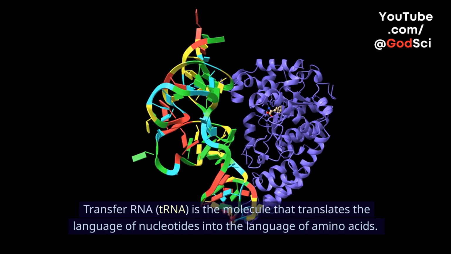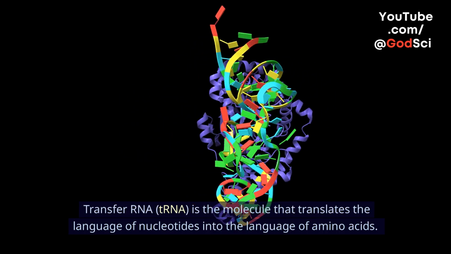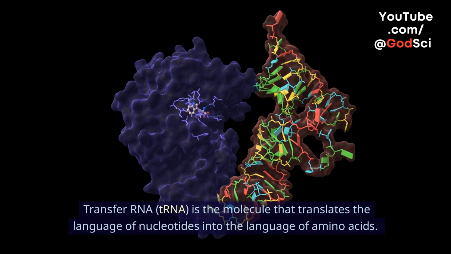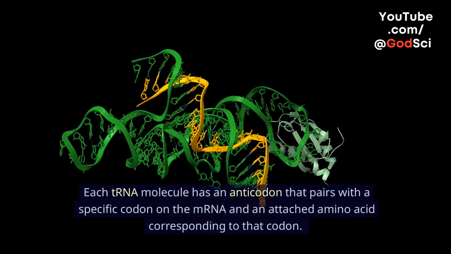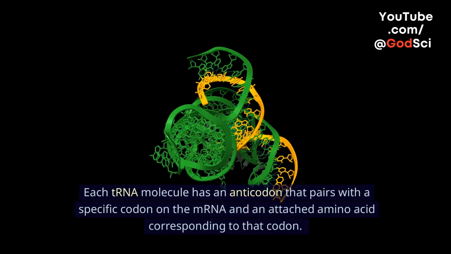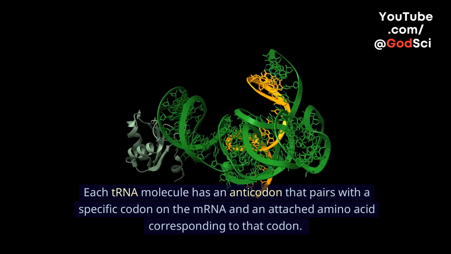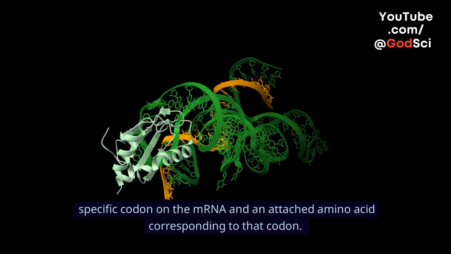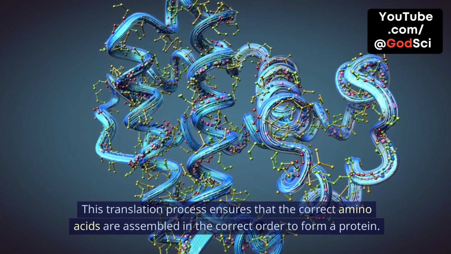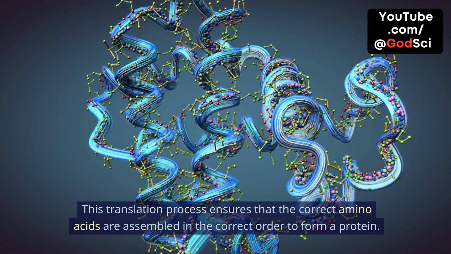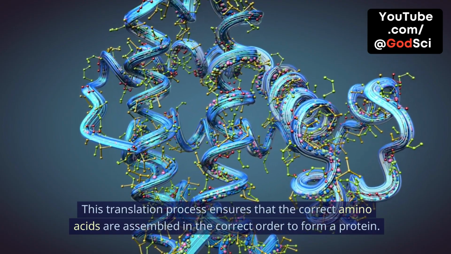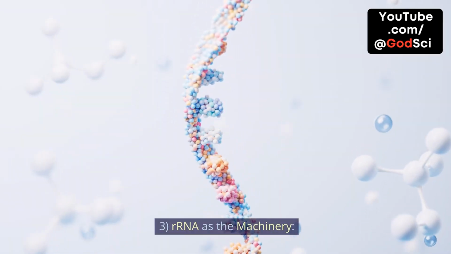2. tRNA as a translator. Transfer RNA, tRNA, is the molecule that translates the language of nucleotides into the language of amino acids. Each tRNA molecule has an anticodon that pairs with a specific codon on the mRNA and an attached amino acid corresponding to that codon. This translation process ensures that the correct amino acids are assembled in the correct order to form a protein.